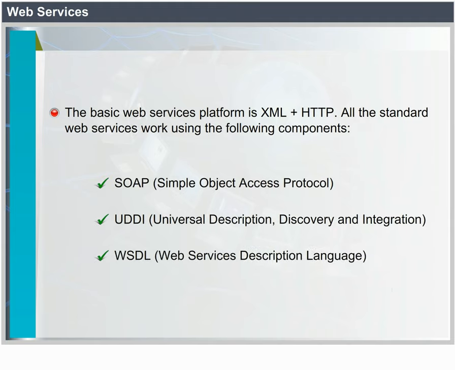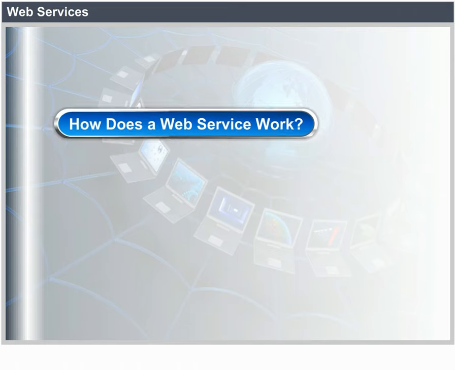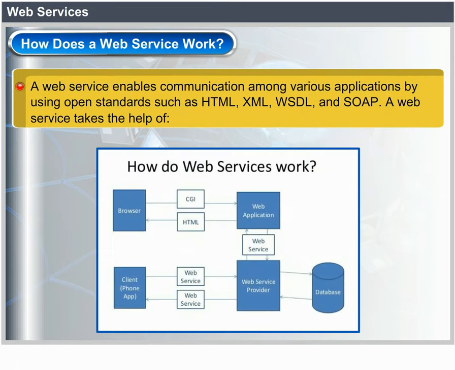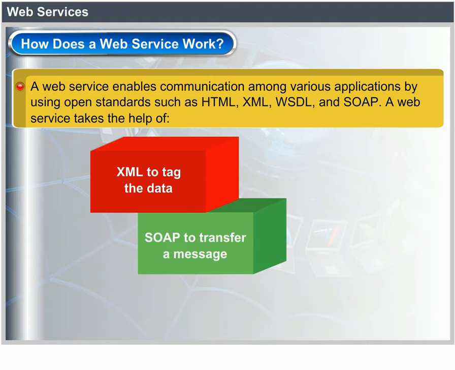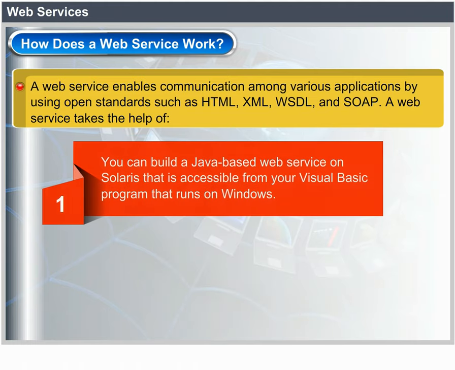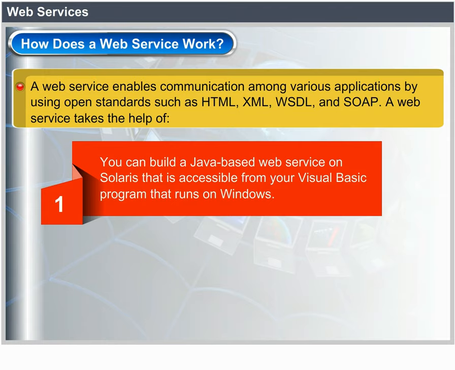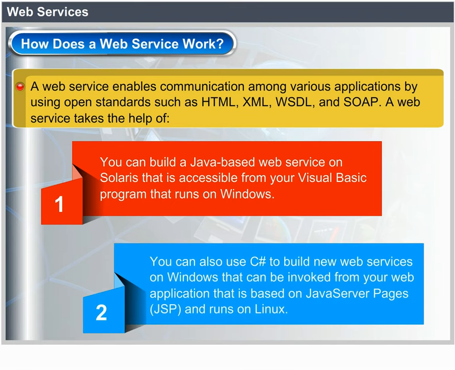How does a web service work? A web service enables communication among various applications by using open standards such as HTML, XML, WSDL, and SOAP. A web service takes the help of XML to tag the data, SOAP to transfer a message, and WSDL to describe the availability of service. You can build a Java-based web service on Solaris that is accessible from your Visual Basic program that runs on Windows. You can also use C# to build new web services on Windows that can be invoked from your web application that is based on Java Server Pages, JSP, and runs on Linux.